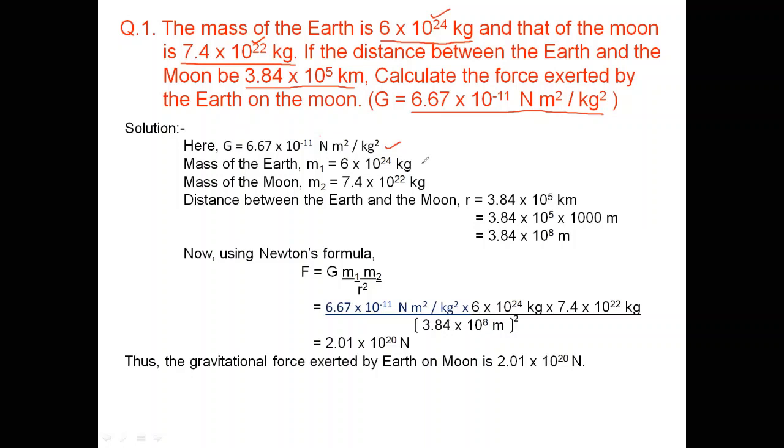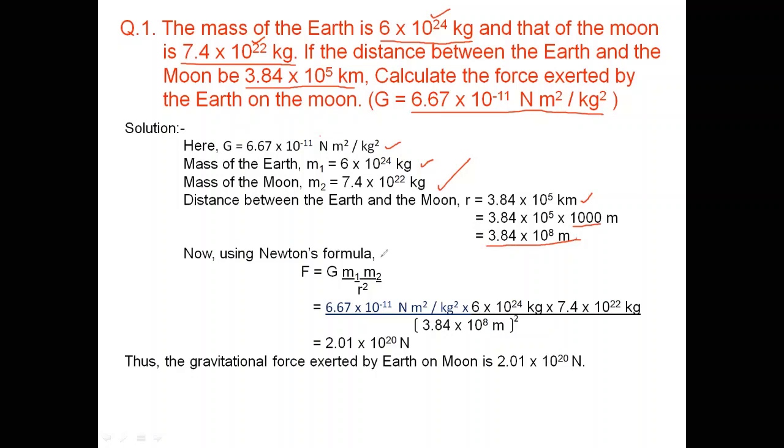Mass of the earth, m1, is equal to 6 × 10^24 kg. Mass of the moon is given as 7.4 × 10^22 kg. Now we will convert the distance between the earth and the moon from kilometer to meter. Okay, we have to convert kilometer to meter, and for this we have to multiply by 1000. So the distance between the earth and the moon in meters becomes 3.84 × 10^8 meter.